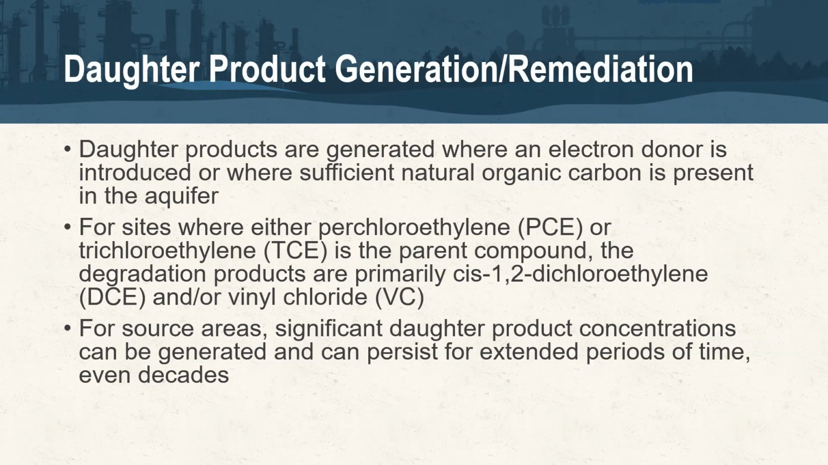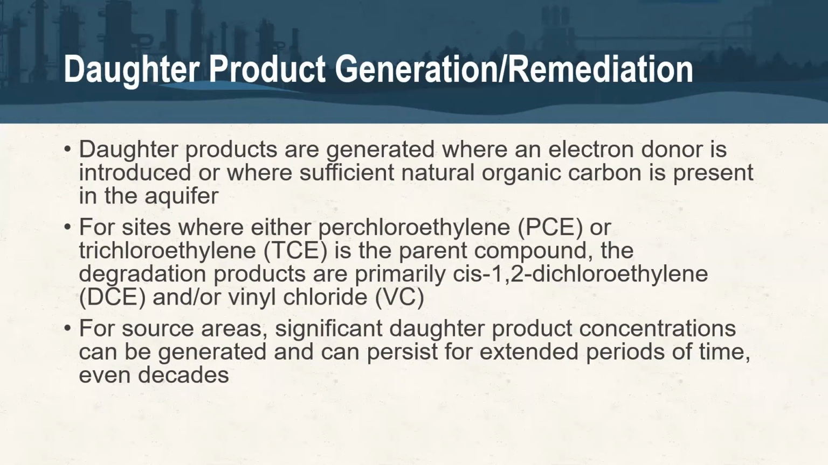And so I'm going to make the assumption that everyone here is familiar with these processes, right? So I'm not going to show the graph that you see in every presentation of PCE going down to ethylene. We all know daughter products are going to be generated if you have an electron donor, whether that's some natural organic carbon, for example, or if you're adding an electron donor, something like lactate or an emulsified vegetable oil, and you're going to generate daughter products. And we have sites that get complete conversion, and some sites that don't.